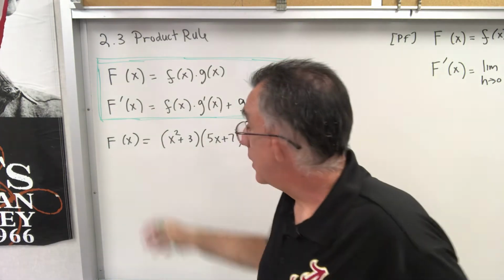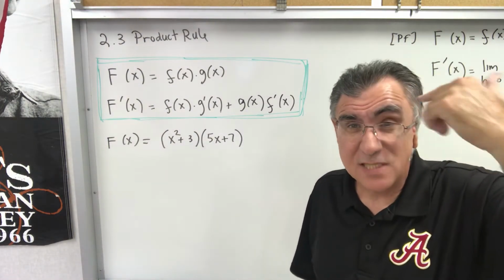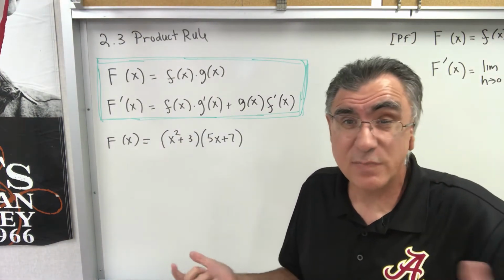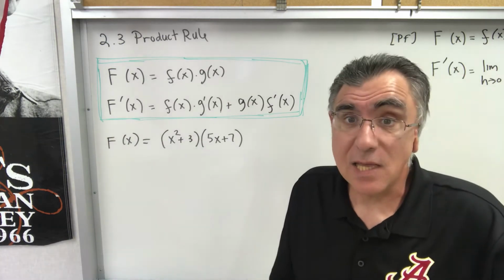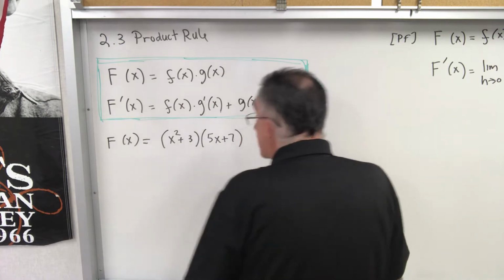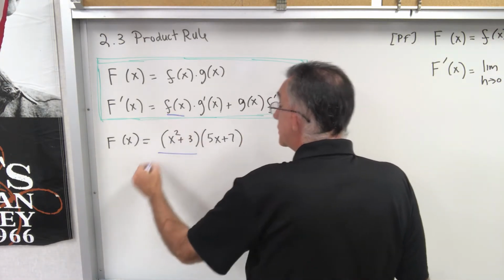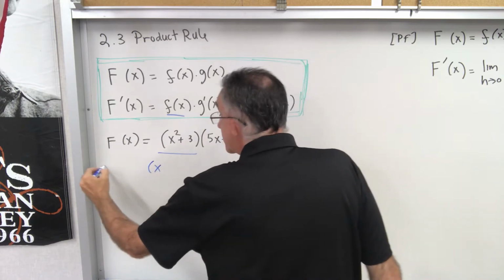Okay. Now, here's how this works. And you're going to go, Mr. Peters, you just told us on the last question that we could actually FOIL it out and do it by using the power rule. Yeah, you can. But here's the rule. The rule says first, this is the derivative.